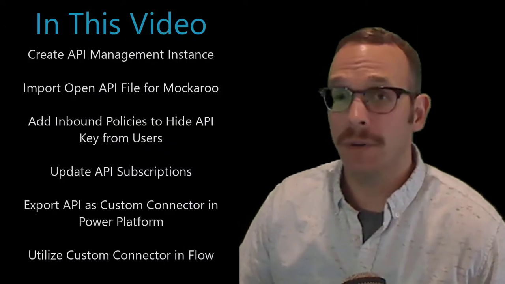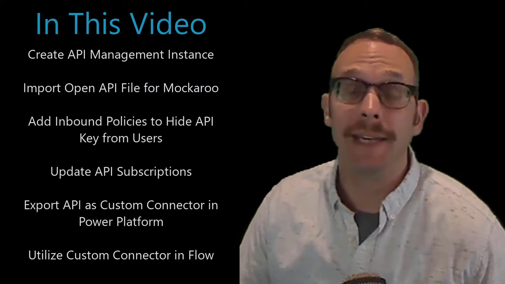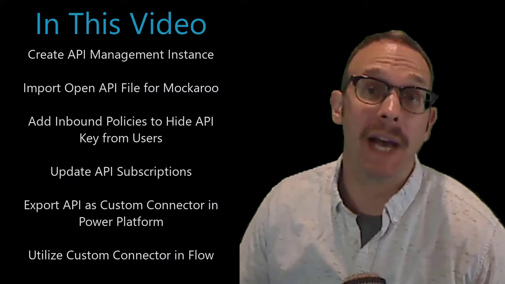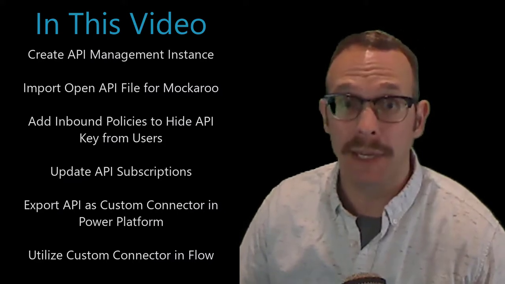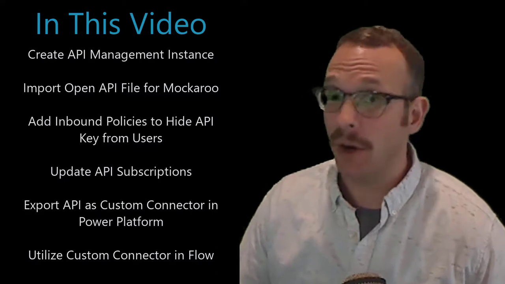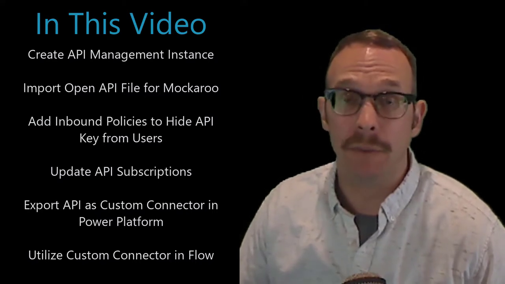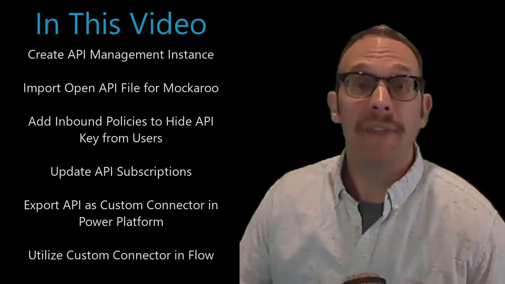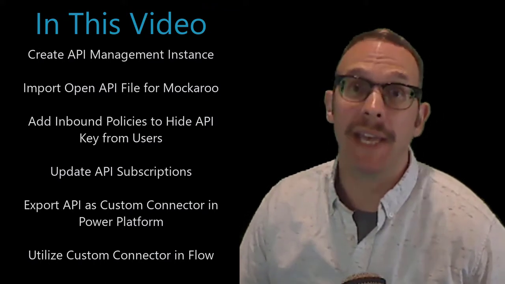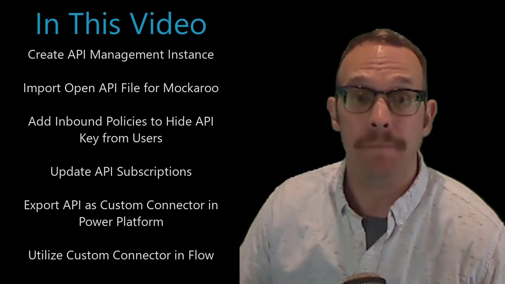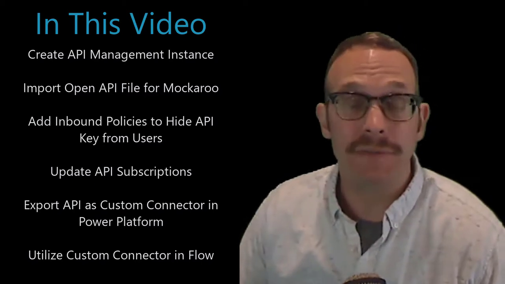So in this video, I'm going to be showing you how to create an Azure API instance. I'm going to show you how to import the OpenAPI file I have out there for Macaroo on GitHub. We're going to add some inbound policies to that to basically add our API key for Macaroo, so that users will never have to actually see that. And then we're going to export and push a custom connector automatically to the Power Platform environment. And then we'll utilize that connector in a flow.